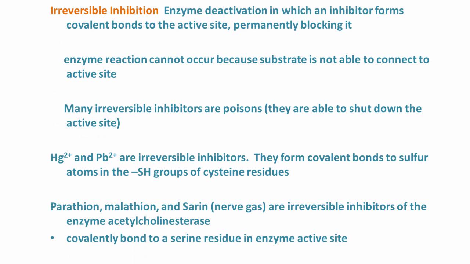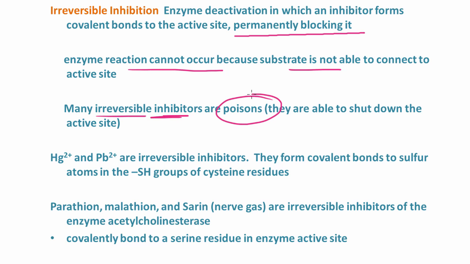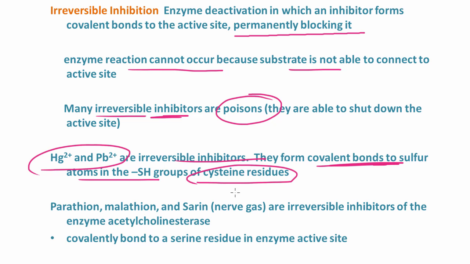Then we have irreversible inhibition. This is where the enzyme is deactivated, and this is due to the inhibitor forming covalent bonds to the active site, which permanently blocks the active site. No enzyme reaction can occur because the substrate is not able to connect to the active site. A lot of the irreversible inhibitors are poisons, and that's because they're able to shut down the active site. Mercury and lead are irreversible inhibitors because they form covalent bonds to sulfur atoms in the cysteine residues.